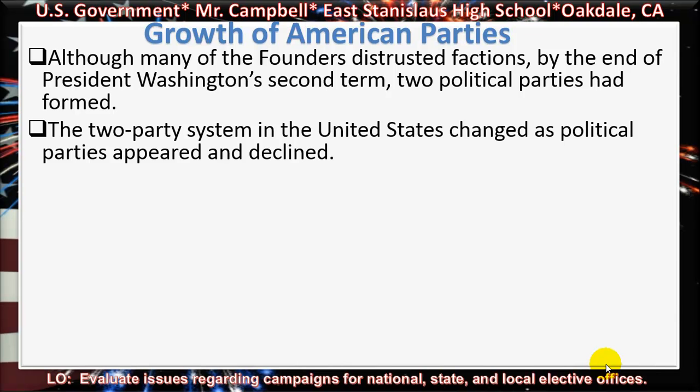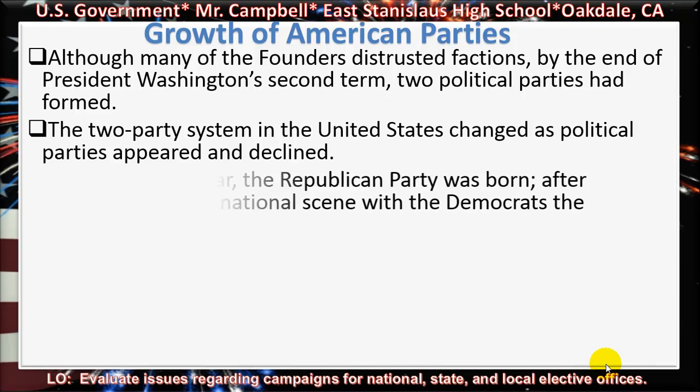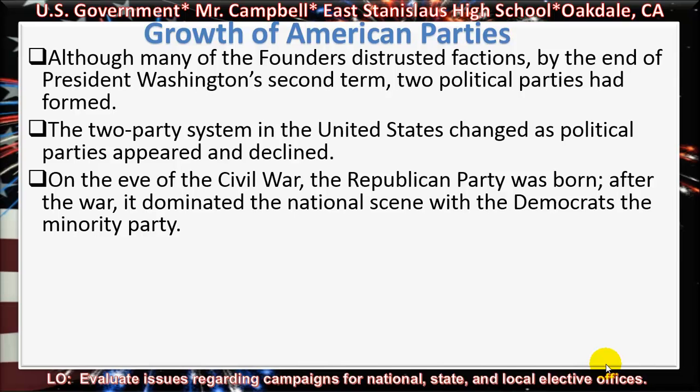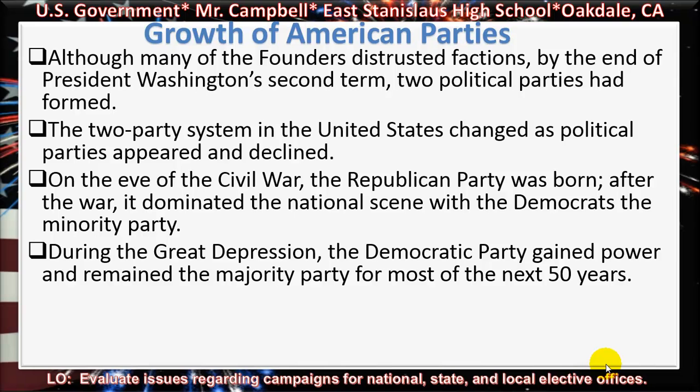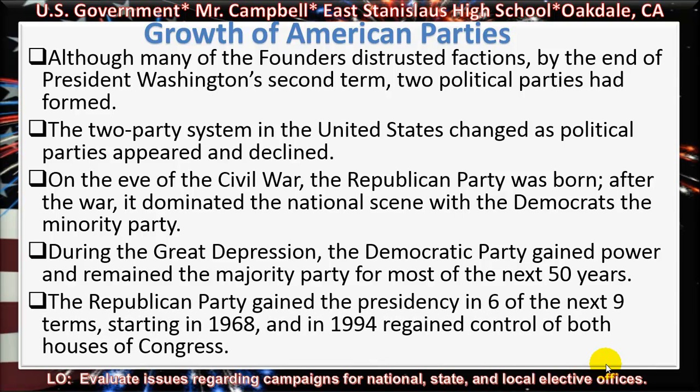The two-party system in the United States changed as political parties appeared and declined. On the eve of the Civil War, the Republican Party was born. After the war, it dominated the national scene, with the Democrats the minority party. During the Great Depression, the Democratic Party gained power and remained the majority party for most of the next 50 years. The Republican Party gained the presidency in 6 of the next 9 terms, starting in 1968, and in 1994 they regained control of both houses of Congress.